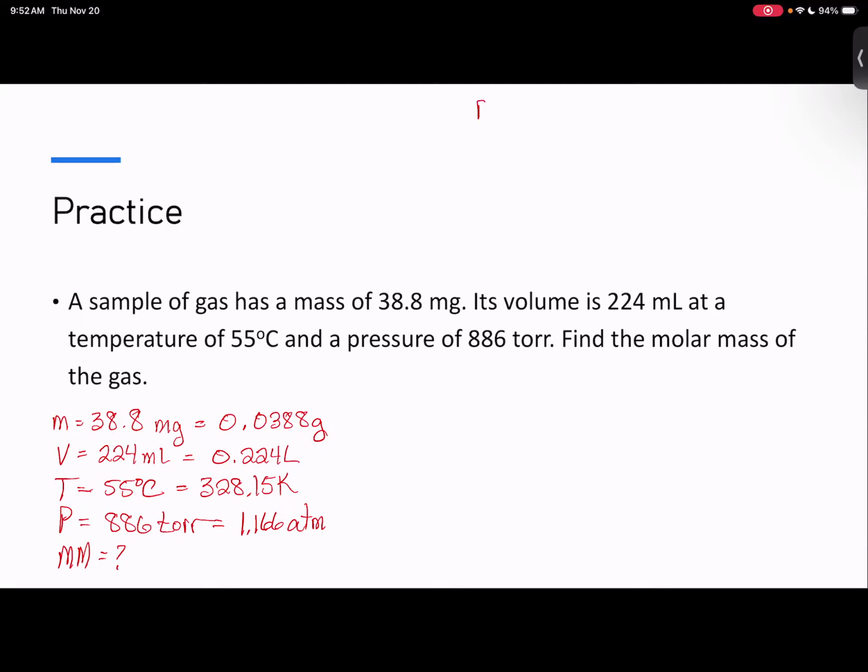Again, I'm going to start with PV equals mass times RT over the molar mass. Just another way to write that same equation that I've been working with. This is just an easier manipulation. Multiply both sides through by the molar mass, and you get PV times the molar mass is equal to MRT. Divide both sides through by PV, and you get the molar mass is equal to MRT over PV.